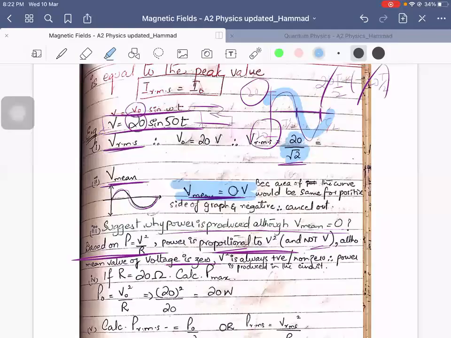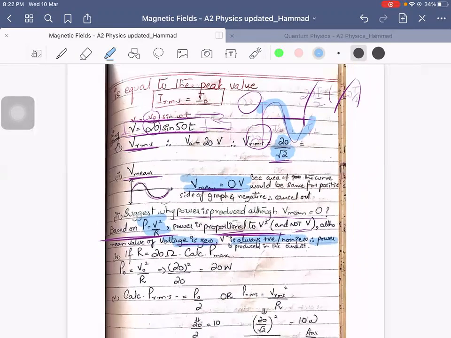So based on P equals V squared upon R, power is proportional to V squared and not V. Although the mean value is 0, V squared would always be positive because squaring the wave would simply establish the fact that the negative value also becomes positive. And therefore power is always non-zero.